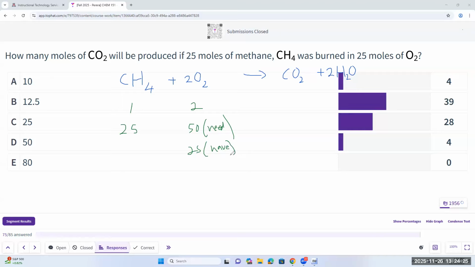Meaning we do not have enough oxygen. Therefore, oxygen is our limiting reactant. This is our limiting reactant. That's the first thing you are going to do. Now, once you have that, you are going to look at the relationship between your limiting reactant and what they're asking. They're asking for the moles of carbon dioxide, right?